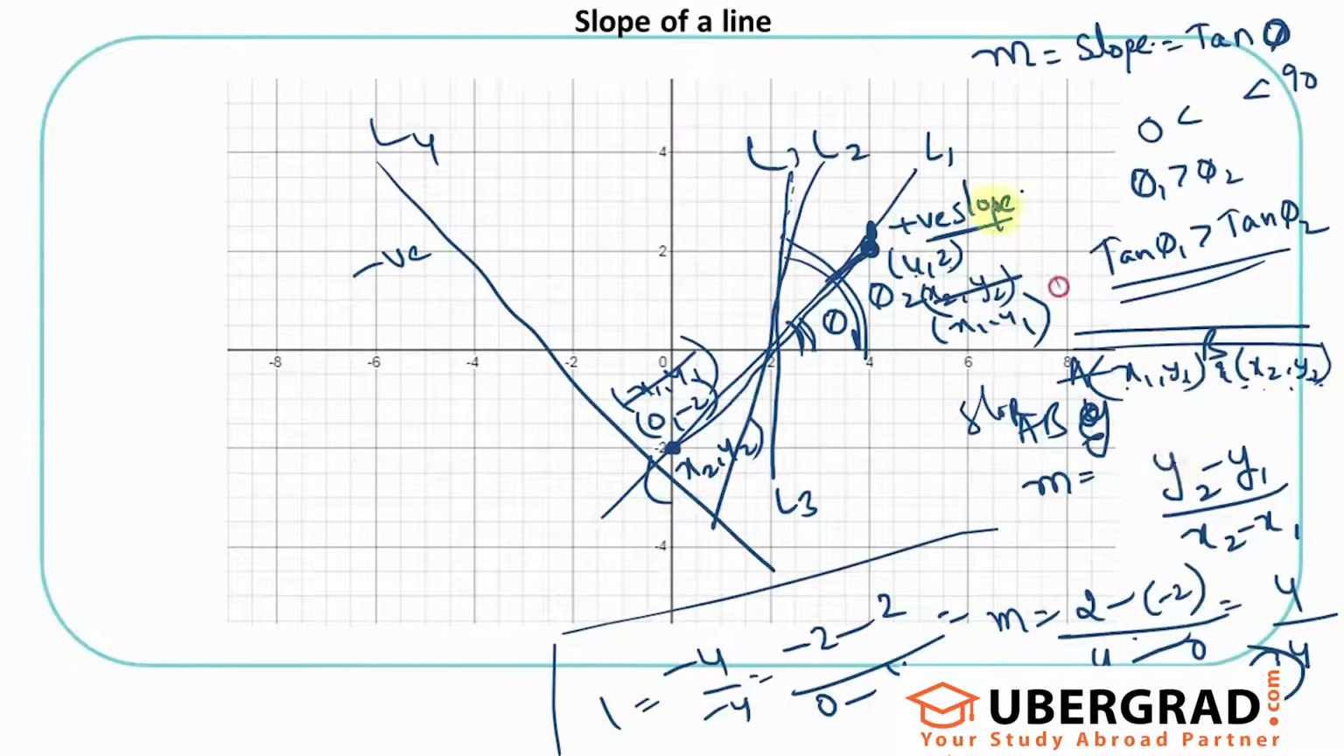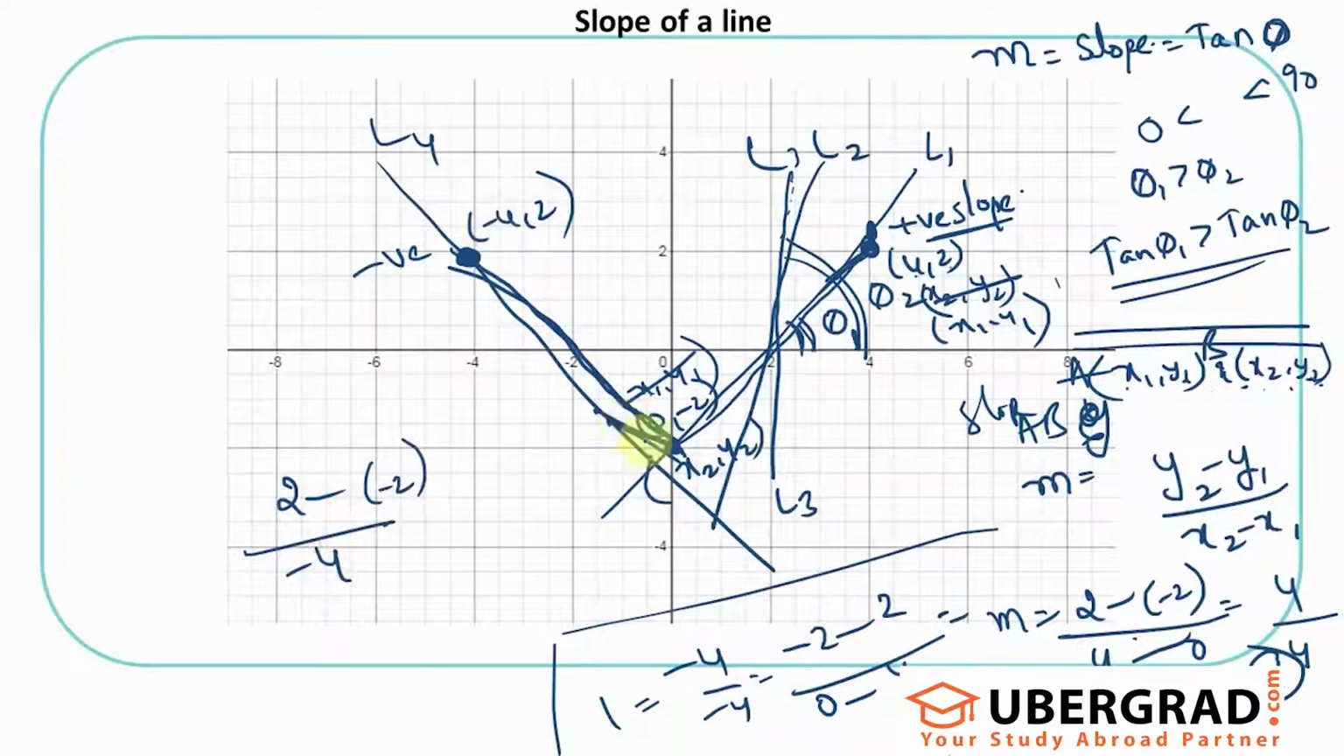Now, as I said, these lines have positive slope. Let me show another example. Take this value as minus 4 comma 2 and this point 0 comma minus 2, a line joining these points like this. I know this will have a negative slope, so let me prove that. Minus 4 comma 2 and 0 comma minus 2. I am taking this as y2, 2 minus of minus 2 by minus 4 minus 0. So that is 4 by minus 4, which is minus 1. So this is a negative slope.